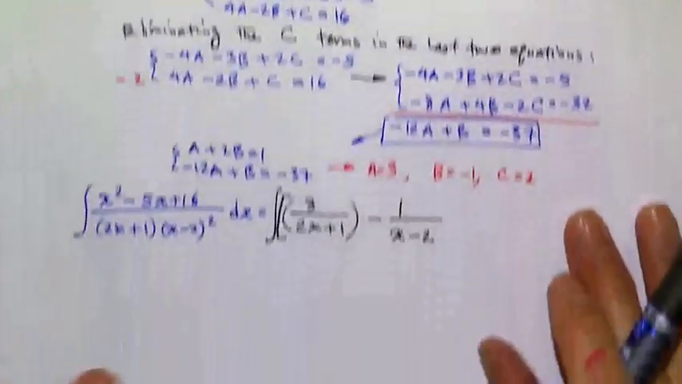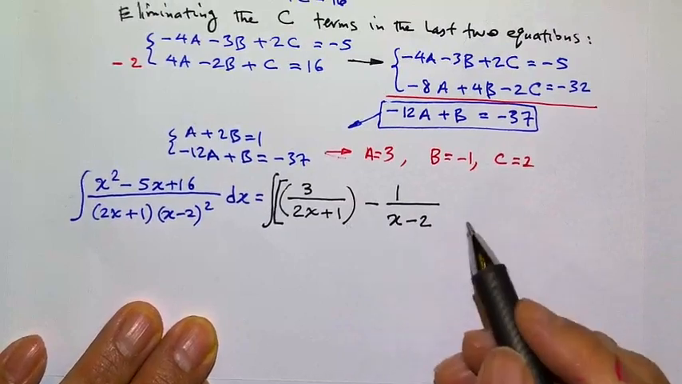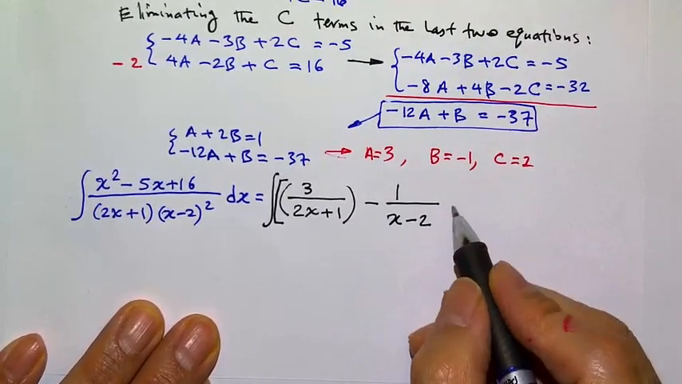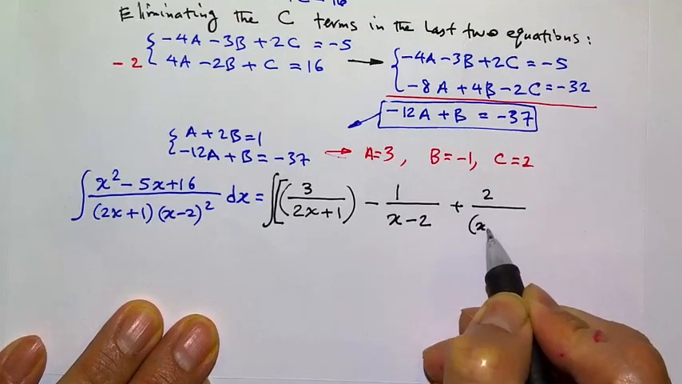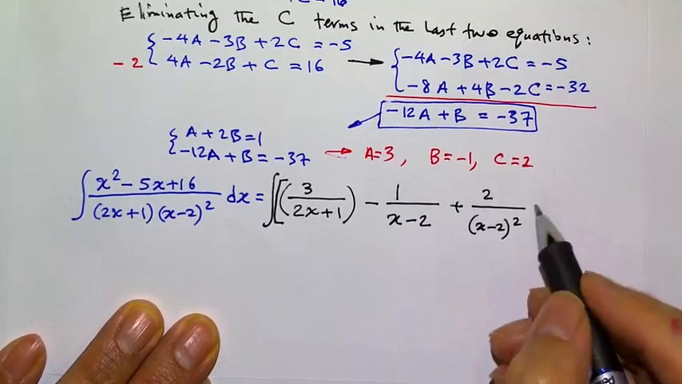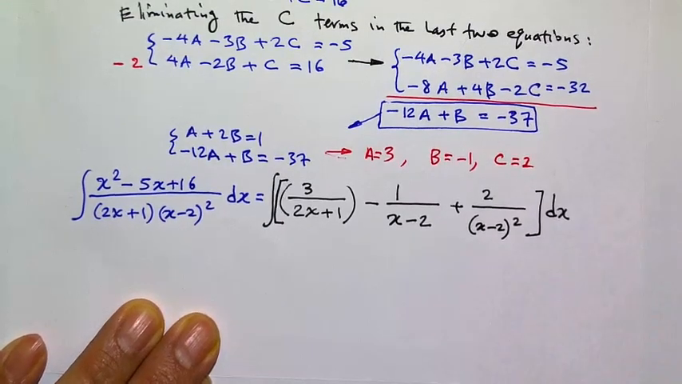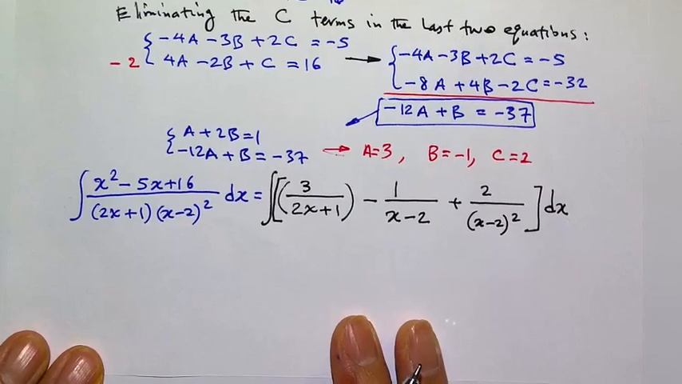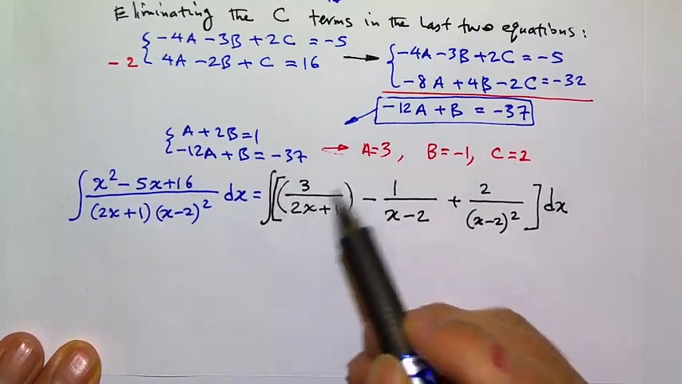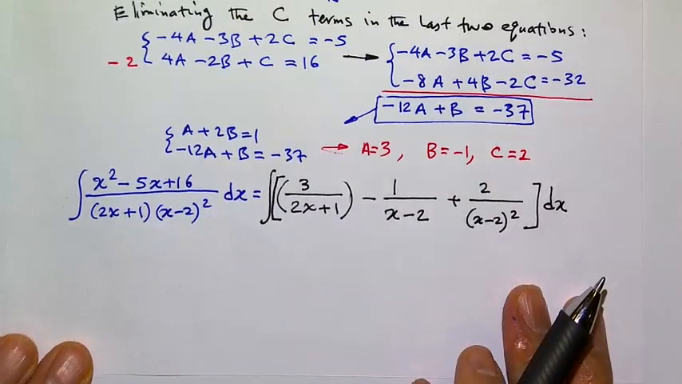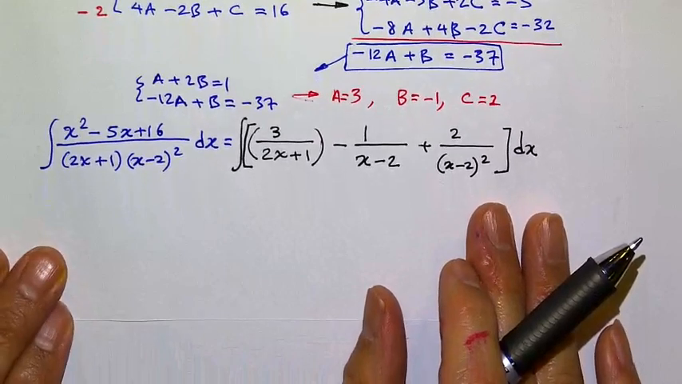Okay, that's all I'm doing down here. Minus 1, and this parenthesis was not necessary. And then plus 2 divided by x minus 2 squared. And then we can close the bracket here, dx. Okay, so please disregard this parenthesis. Just the bracket would be fine. Okay, so all of these are pretty easy integrals, right?